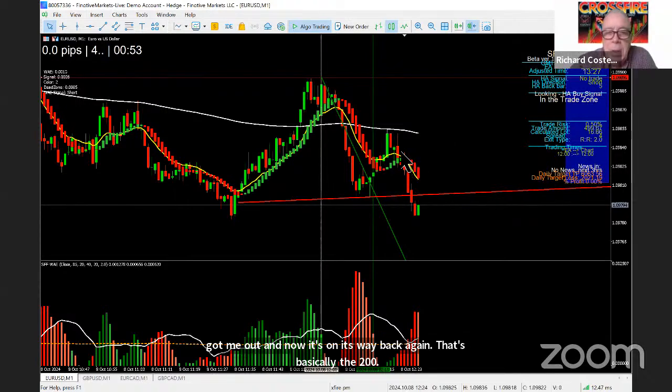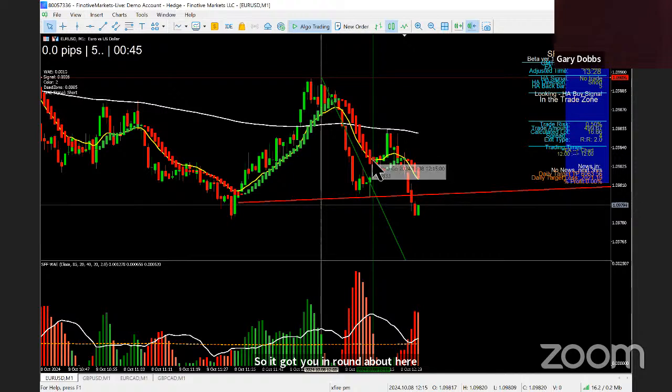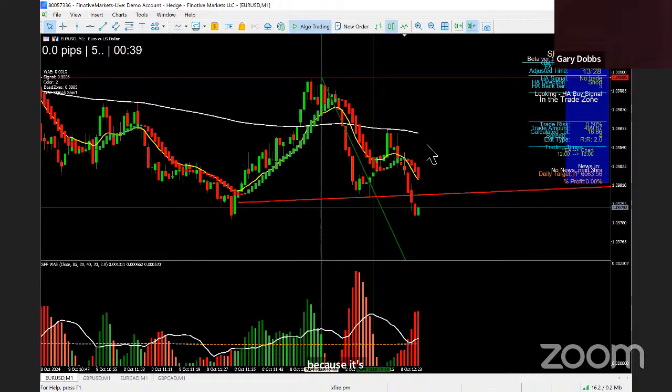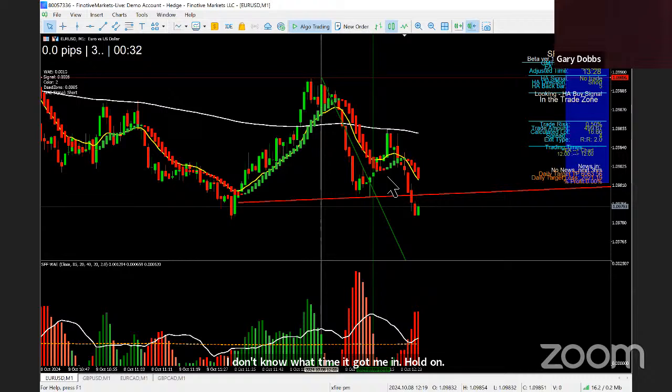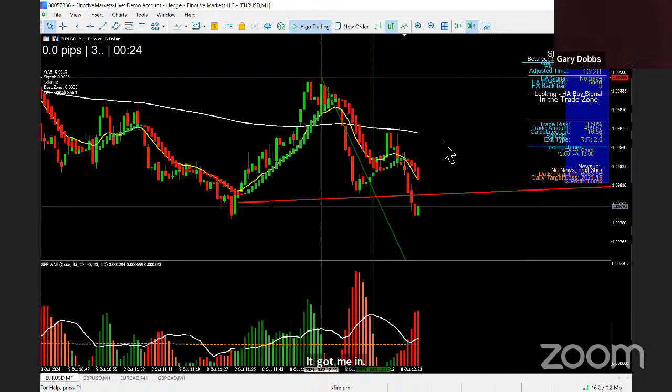Right, so it got you in round about here. No, further across to the left, I think, because it keeps going across. Let me know what time it got me in. 13:10, it got me in. Because it's the radar, not the crossfire one. It's the radar one that got me in. Oh, radar, all right.